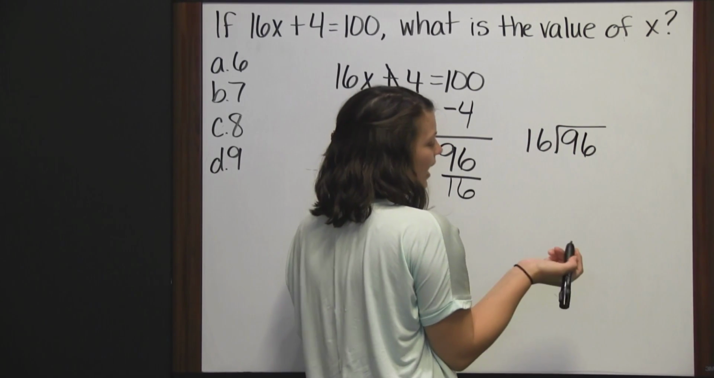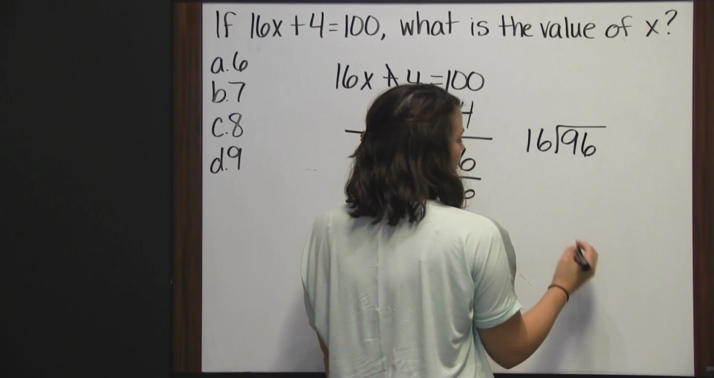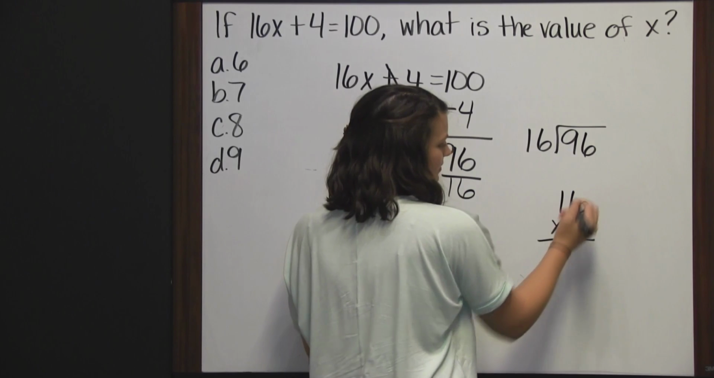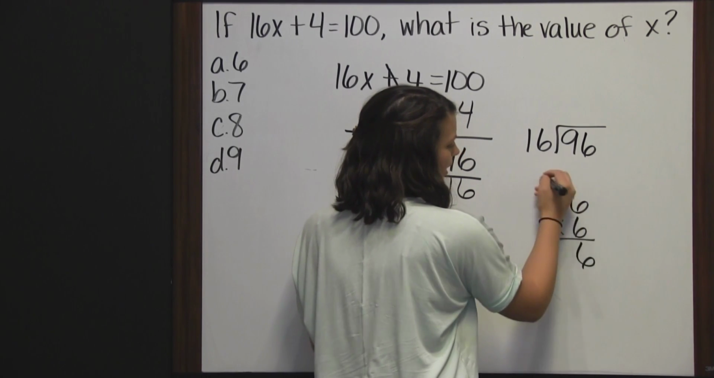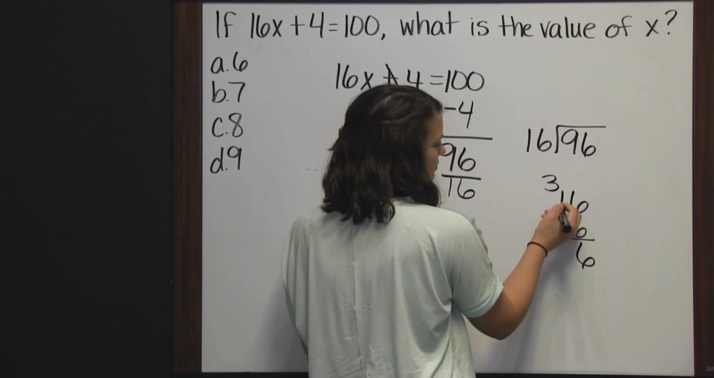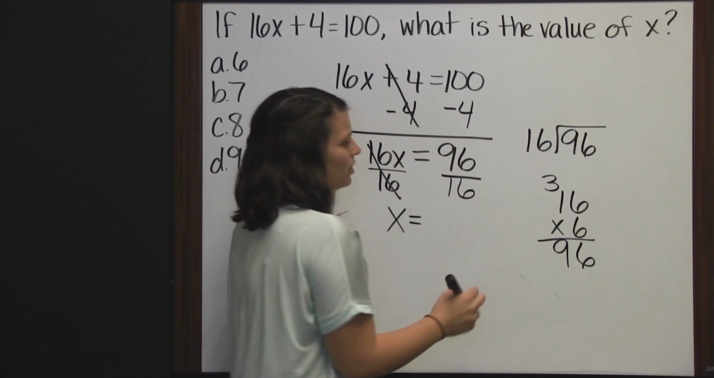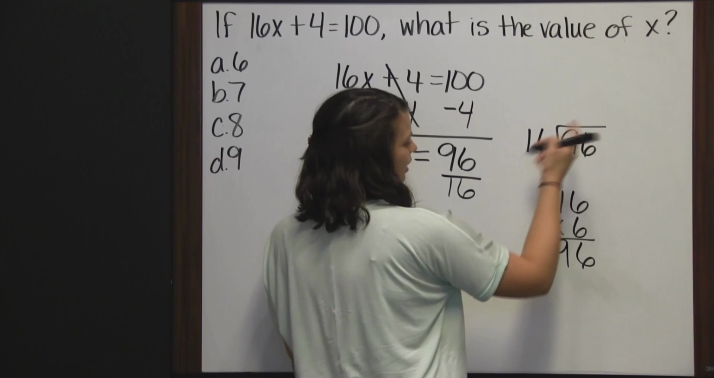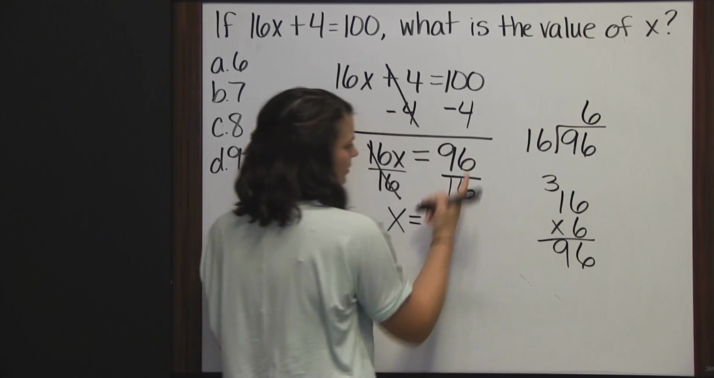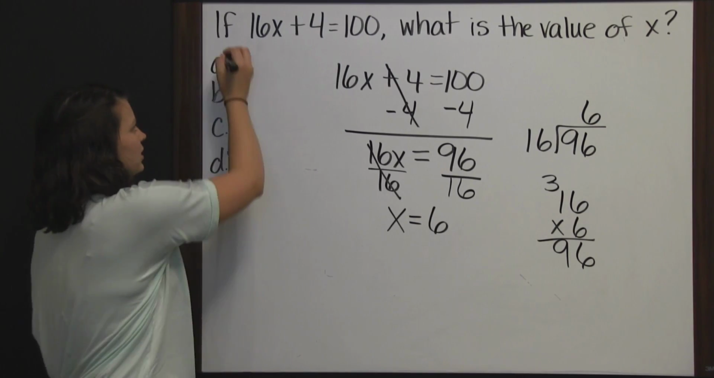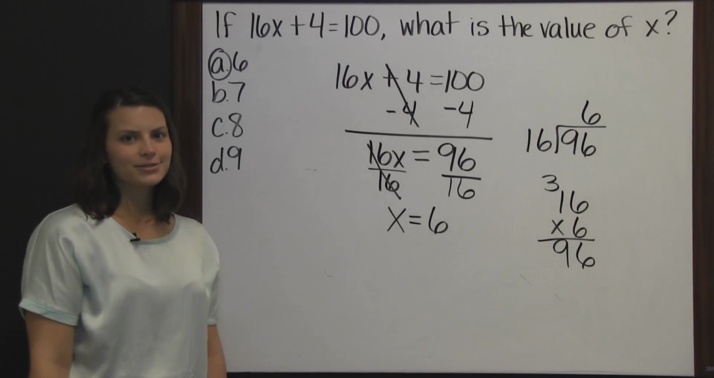Well, we could always guess. I would guess 6 times. 6 times 6 is 36. Carry the 3. 6 times 1 is 6 plus 3 is 9, so 96. So that means that 96 divided by 16 is 6. So x equals 6. Answer choice A.